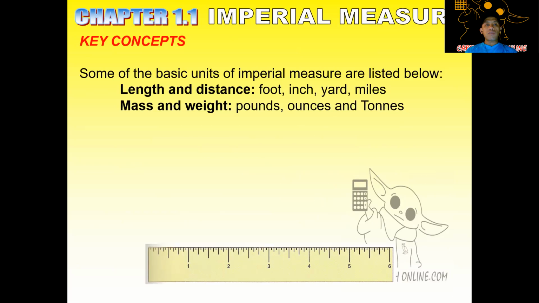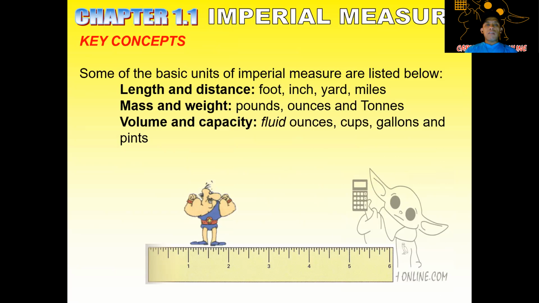Next is mass or weight. The units for imperial measure are pounds, ounces, and tons. Most of you are probably familiar with pounds, especially because that tends to be the unit people use when they're talking about how much they weigh. So that's an example of imperial measure.